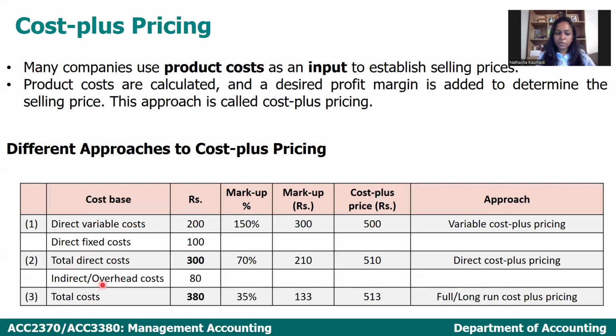Going forward, you add indirect overhead as well. Now you have the indirect overhead cost as well. Then that is the total cost, 380. You had 300 total direct cost. You add your indirect, that means overhead cost, 80 rupees to 300. Then you have 380 rupees. What is your markup? A 35% markup is added. Then the markup in rupees is 133 rupees. Then you have the cost plus pricing: 380 plus 133, 513.